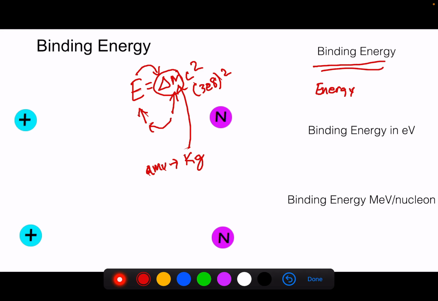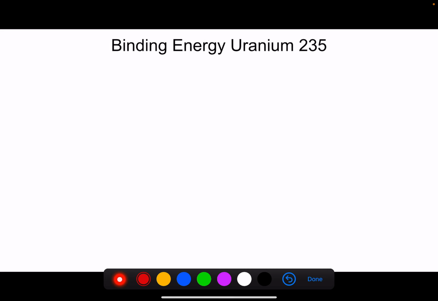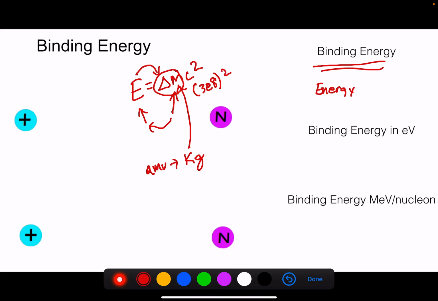In order to pull that nucleus apart, you would have to put this energy back into your system. So the bigger the binding energy, the harder it's going to be to pull that nucleus apart. Your energy is going to come out to a pretty small number, maybe e to the 19th or e to the 20th or e to the negative 18th, one of those small values.